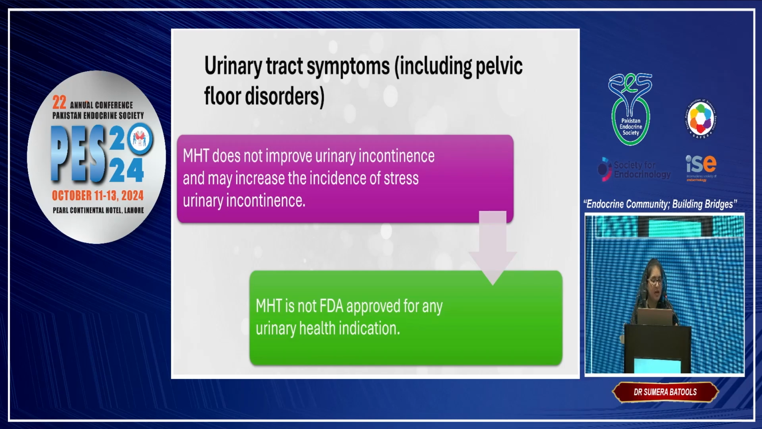For the urinary tract symptoms, hormonal therapy does not improve urinary stress incontinence or the urinary tract symptoms. The only thing which improves with the use of hormone therapy is the risk of UTIs. So the FDA has not approved hormone therapy for urinary health indications.